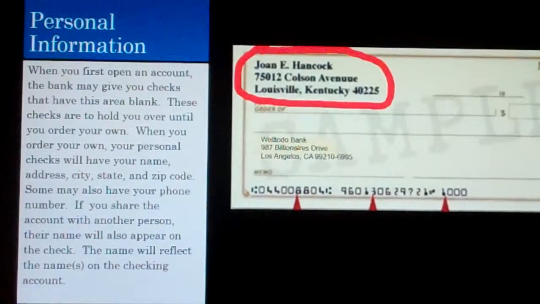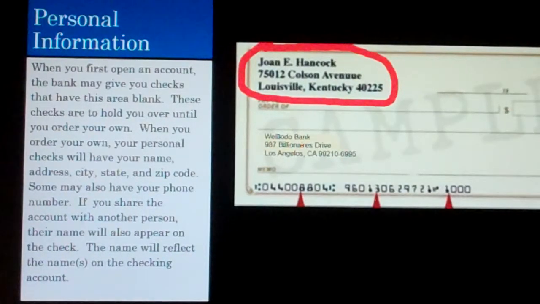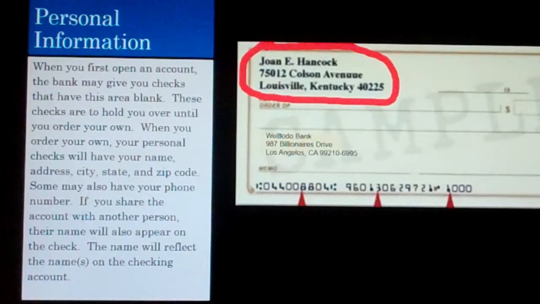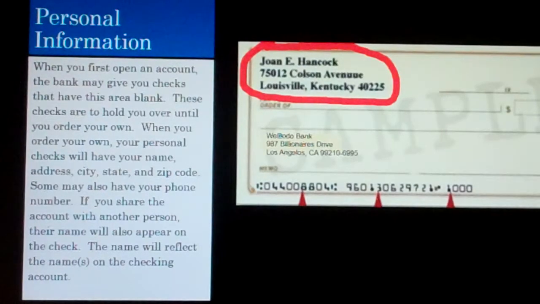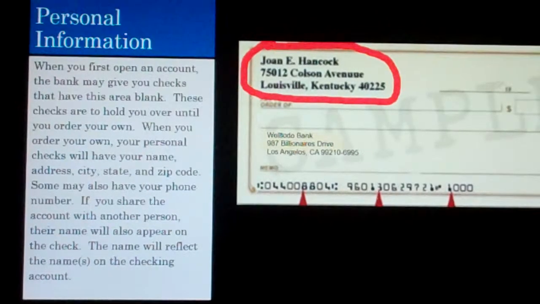When you first open an account, the bank may give you checks that have this area blank. These checks are to hold you over until you order your own. When you order your own, your personal checks will have your name, address, city, state, and zip code. Some may also have your phone number.